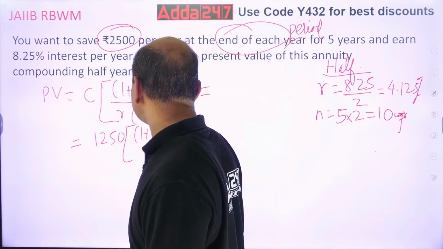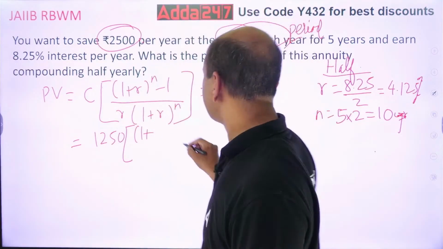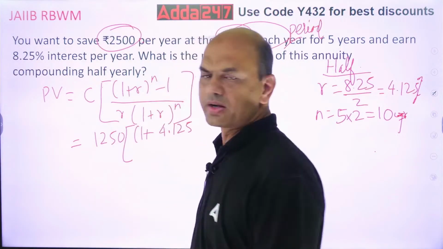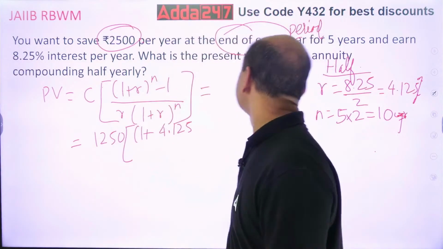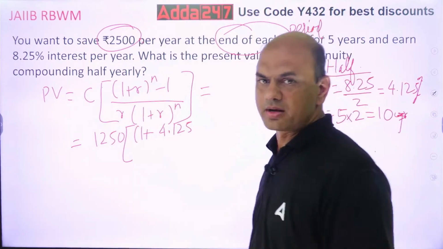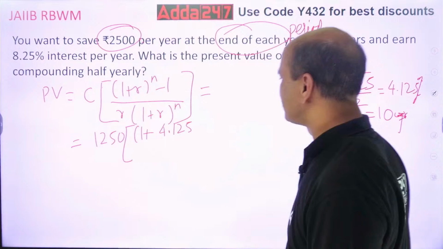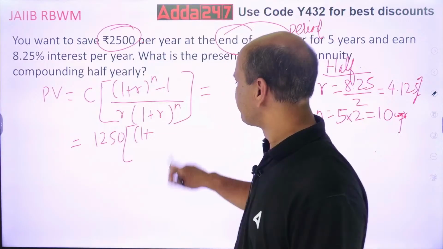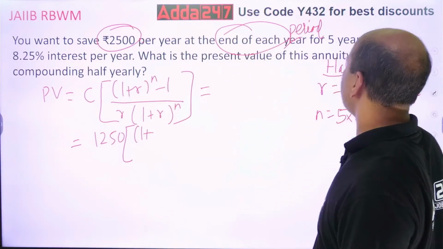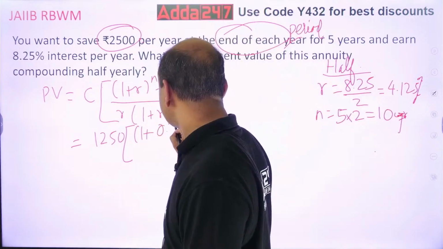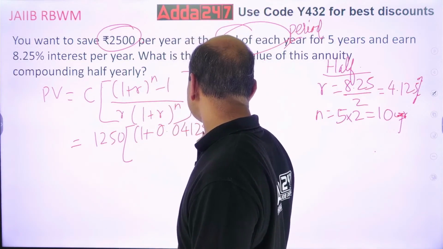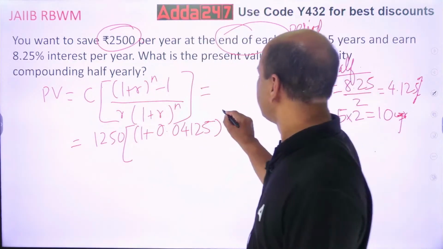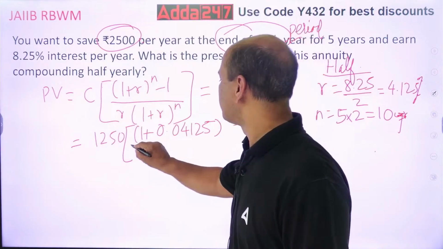Into what is 1 plus R? 1 plus what is that? 4.125 upon 100. So I'll directly write it now. See, R is to be taken as it is in percentage. Percentage means divided by 100. So directly you can take it, isn't it? Instead of writing, now you all know this, right? How to write this. So instead of wasting the time, you will directly take 0.04125. The whole raised to n is what now? N equals to 10. 10 minus 1, the whole upon.